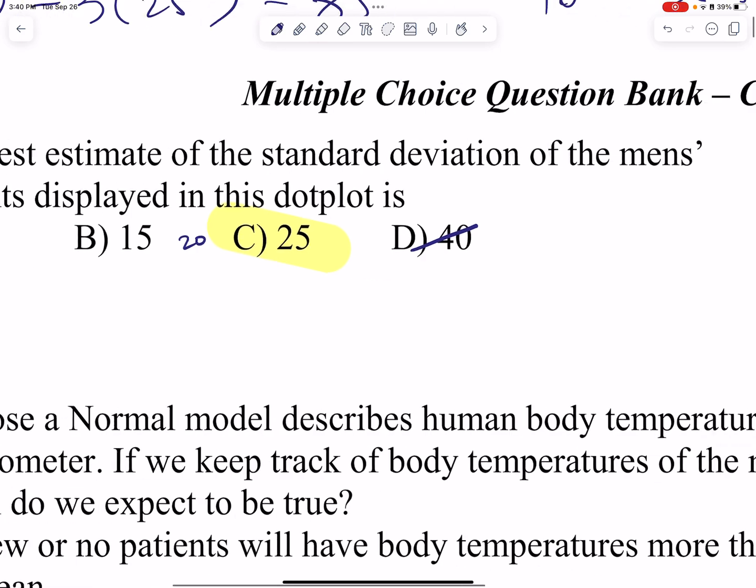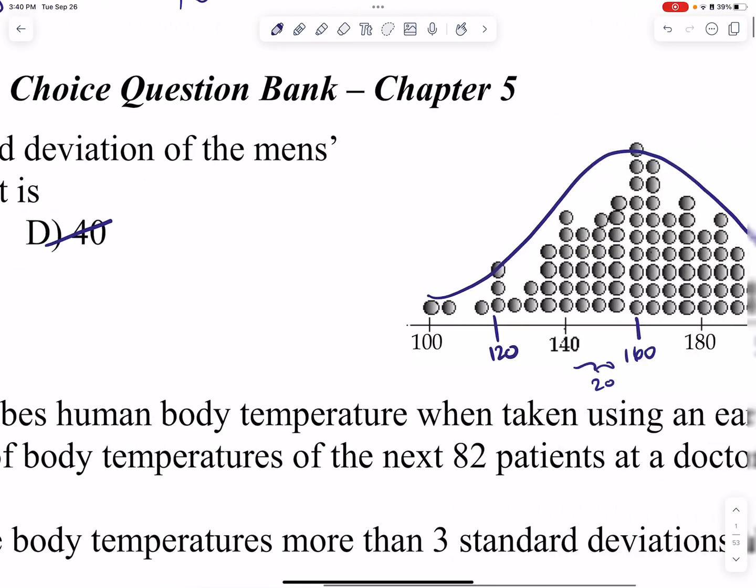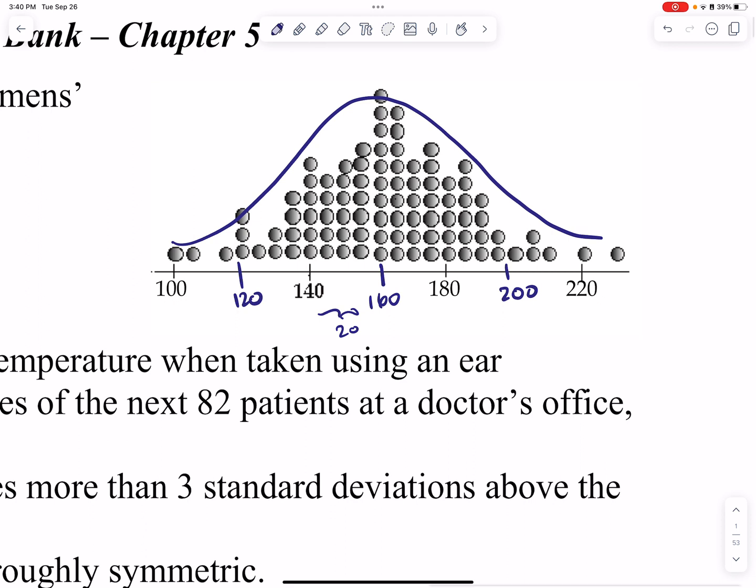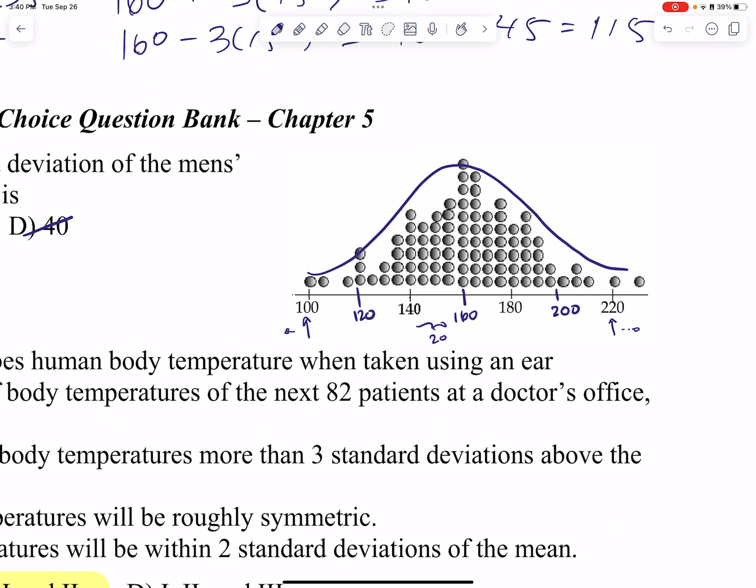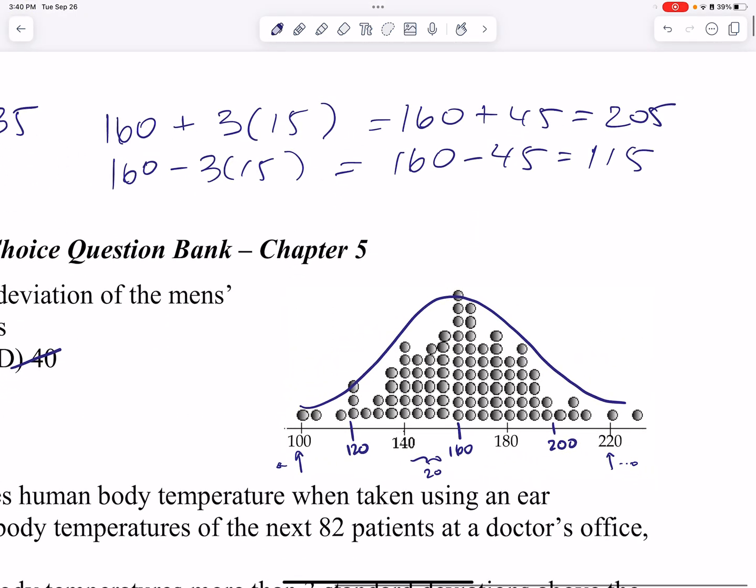The way I'm going to test which one it's going to be is, remember, with 1, 2, 3 standard deviations, I want almost all my data to be contained within the third standard deviation, but I need a little bit more past it. When I try to check out 15, I take my mean that I think I have, and I add 3 standard deviations of 15, and I get 205. Well, 205 is going to be about right here, and 115 is going to be about right here. So I still have quite a bit of data that's left out. So 15 is just a little bit small.